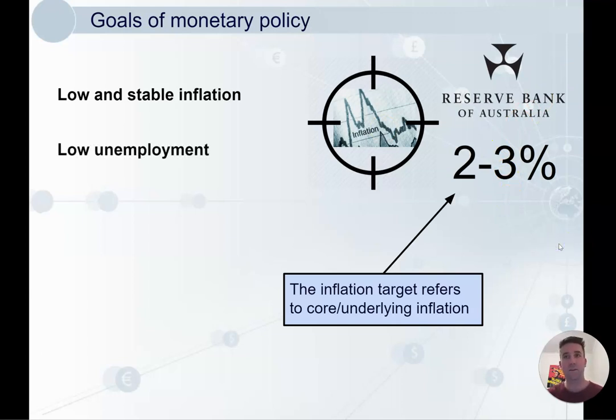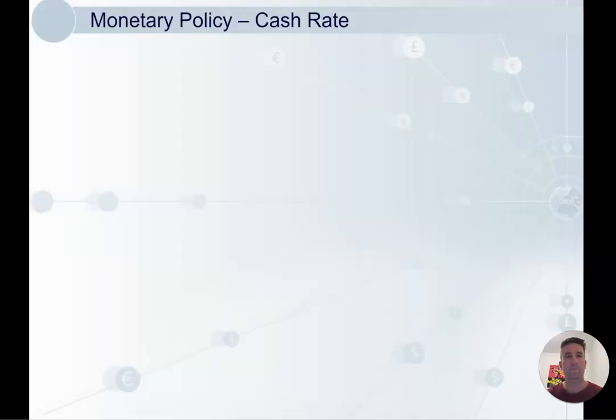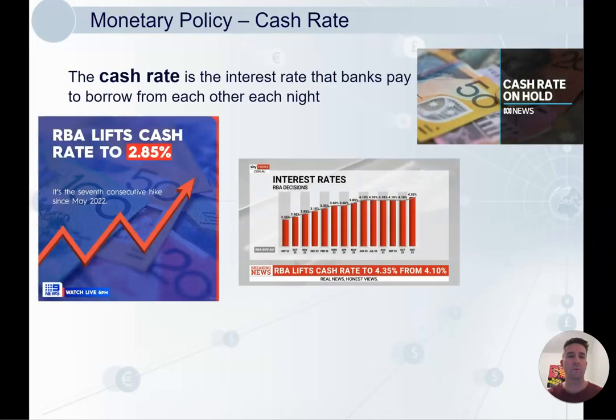But they also want other things. So they're after helping the economy as a whole. So they want low unemployment as well. They want to reduce business cycle fluctuations. So we want that slow, steady rise in the business cycle. We don't want the big ups and downs because that's when people get hurt, right? They lose their jobs and people go through pain. We don't want that. In general, they want a stable economic environment because that is going to be best for everybody.